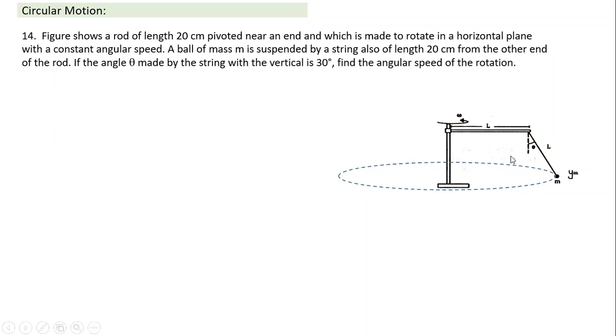Suppose this question is given like this: the length L is there, theta is there, and mass m is there. Again, let's just understand in terms of variables: omega, L, theta, m. How are they related? Let's look at that also.